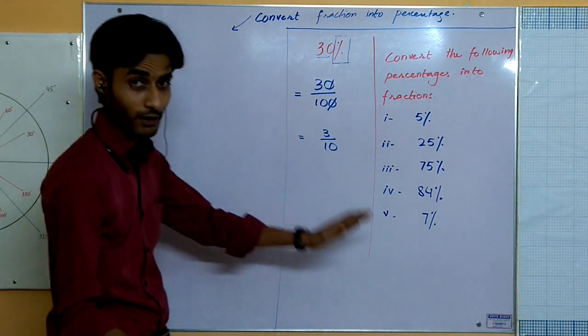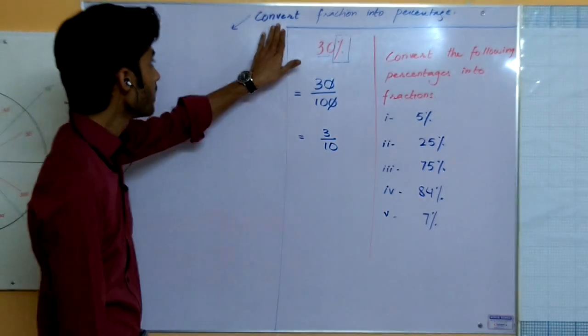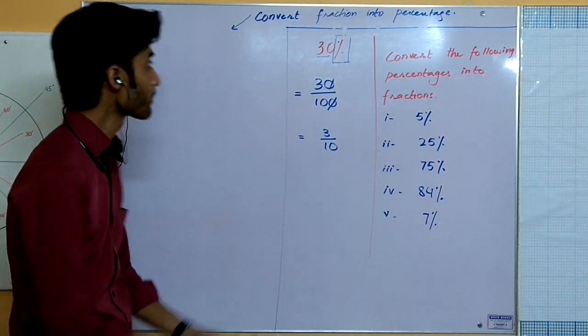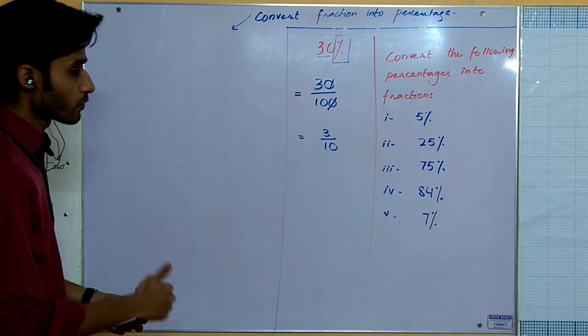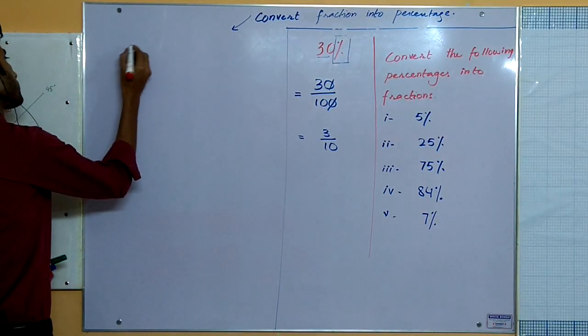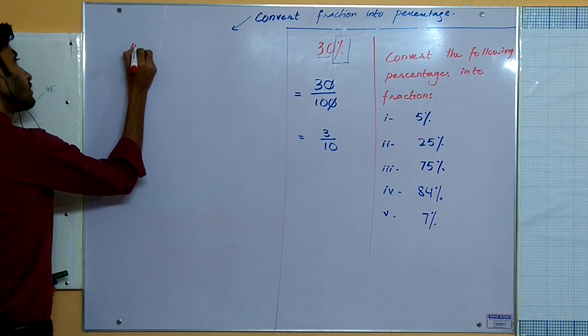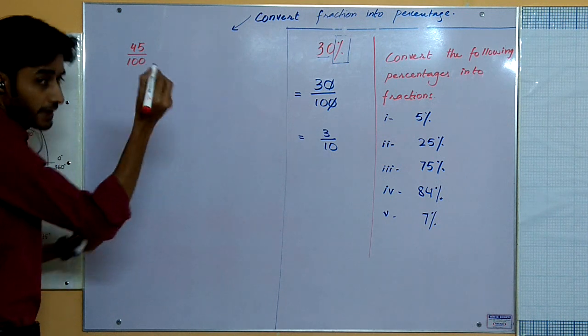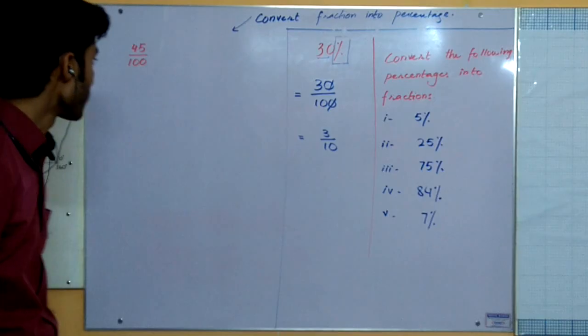I hope you can read it. If you cannot read it, kindly listen to what I am saying. Convert fraction into percentage. Okay? When I ask you to convert a fraction into a percentage, I'll give you something like this: 45 upon 100. Let's say 45 upon 100.